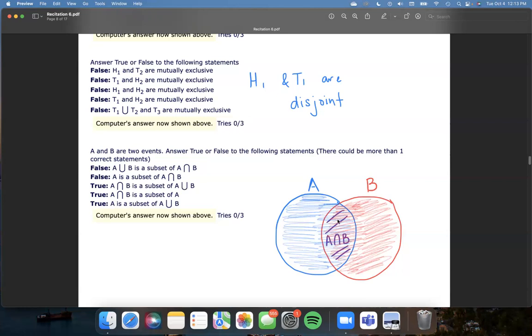A intersect B is a subset of A. So this smaller purple is a subset of the blue. That is correct. So this fourth statement is correct.